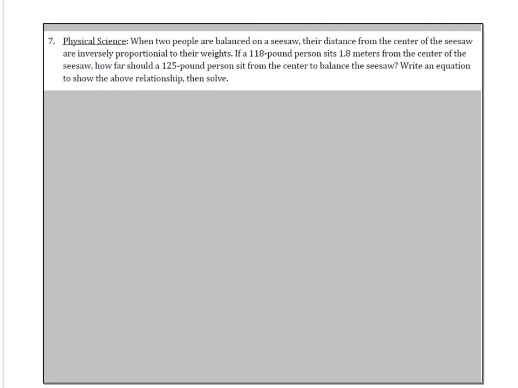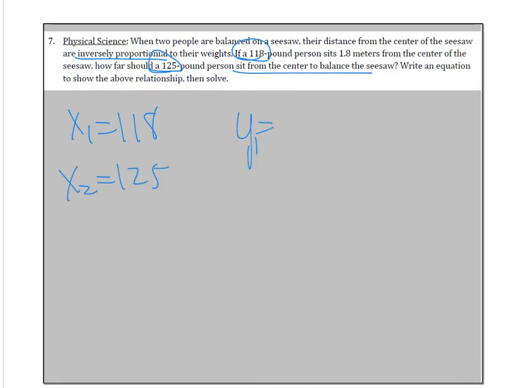So two people are balanced on a seesaw. The distance from the center of the seesaw is inversely proportional, big word, keyword. If a 118-pound person sits 1.8 meters from the center of the seesaw, how far should a 125-pound person sit from the center to balance the seesaw? So once again, x1 will be my 118, x2 will be 125, y1 will be 1.8, y2 is what I'm looking for.